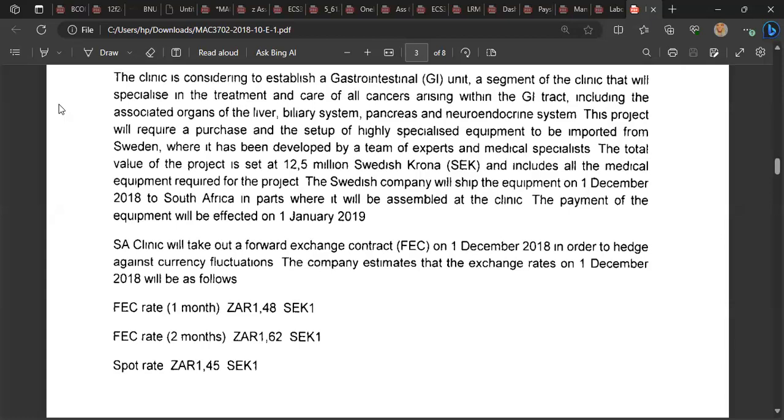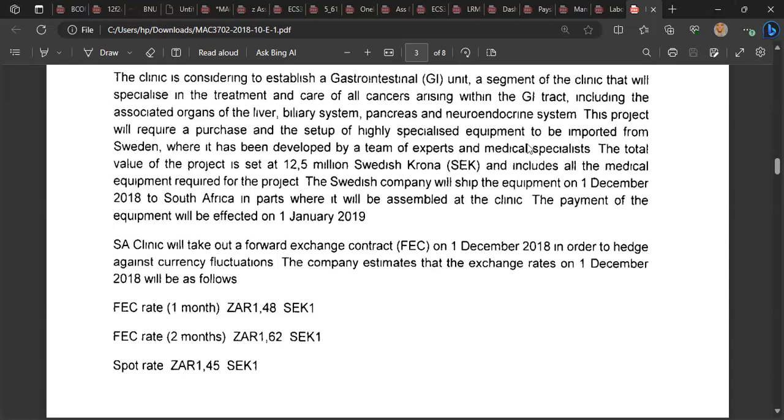That's what we refer to as the transaction date, because with effect from that day, you have bought the GI unit, though you have not yet received it here in South Africa, but we consider it to have been bought in terms of law. So the exchange rate that you would use would therefore be the spot rate as at that date, right? Which is the shipment date.